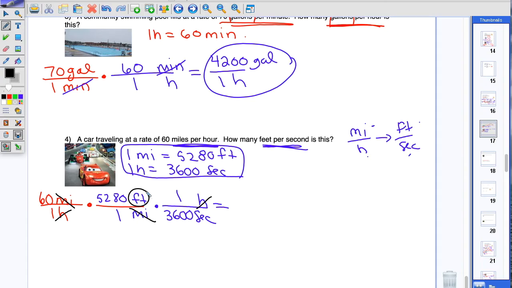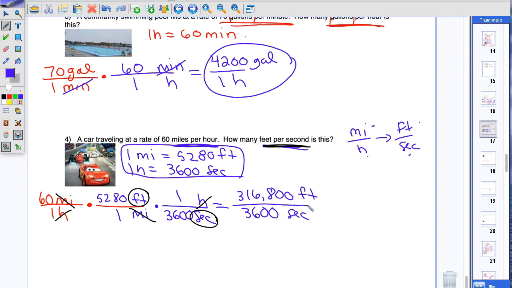We end up with feet per second, which is what we want in the end. Now using your calculator, you're going to multiply going across. So when we multiply, we get 316,800. Put in your label, and that would be feet. Over your denominator, 1 times 1 times 3,600 gives you 3,600. Put in your label, seconds.